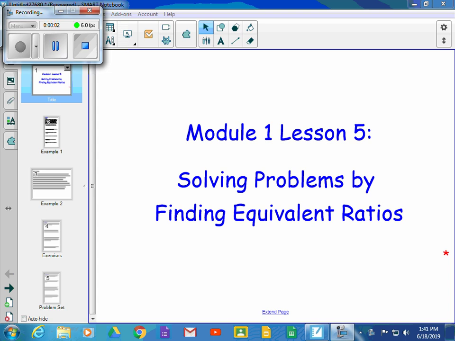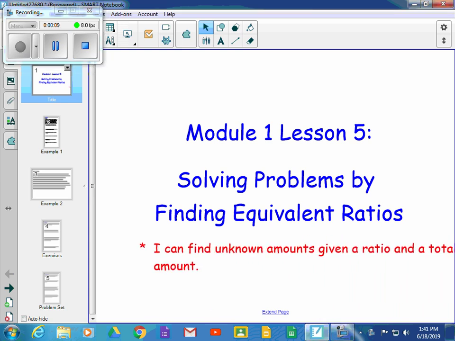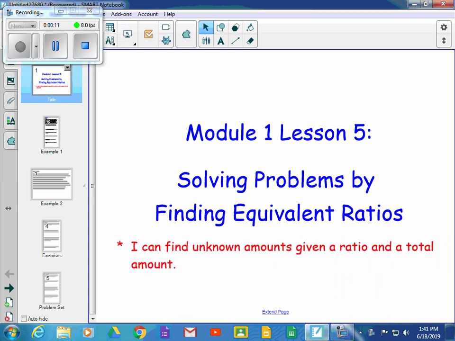This is Module 1, Lesson 5, titled Solving Problems by Finding Equivalent Ratios. The goal of this lesson: I can find unknown amounts given a ratio and a total amount. I'm going to be using tape diagrams a lot in this lesson.